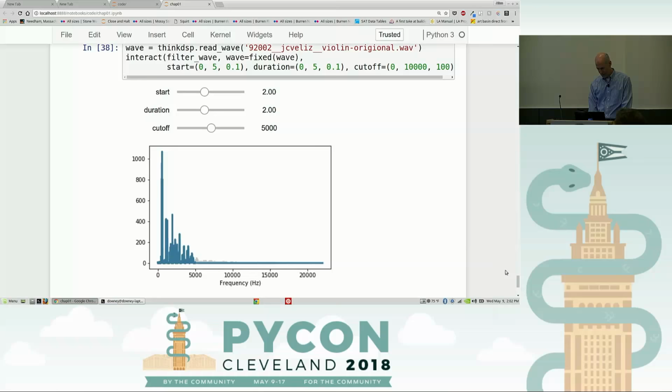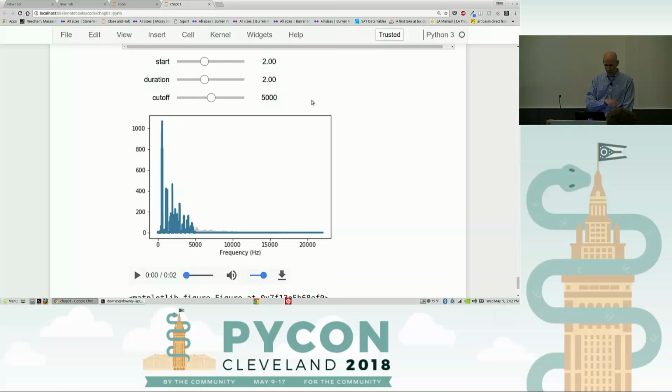So this is the original signal with a cutoff, a low-pass filter that cuts off at 5,000 hertz. So everything from 5,000 on up has been removed, and let's see if we're able to play it. That kind of sounds like it's gone through an old phonograph or an old sound system that's not very good.